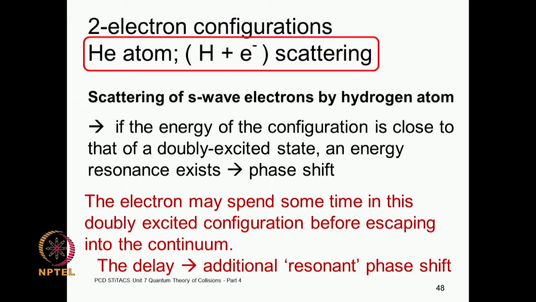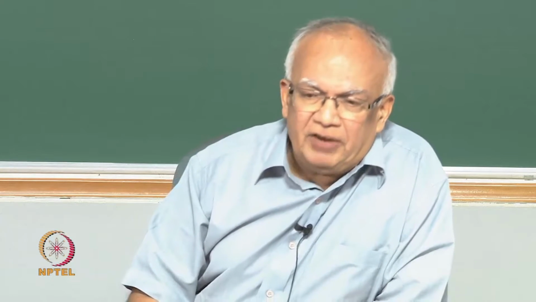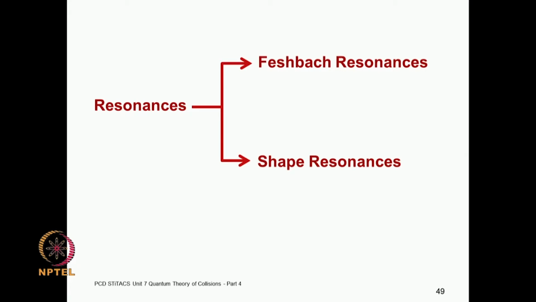What this time delay will do is cause an additional phase shift, which will be a resonant phase shift, because the double excitations belong to the discrete bound states. They have their lifetimes, but they are at specific energies, at the resonance energies. So, there will be a resonant phase shift coming from this, and it is this that we are going to learn from Fano how to analyze.